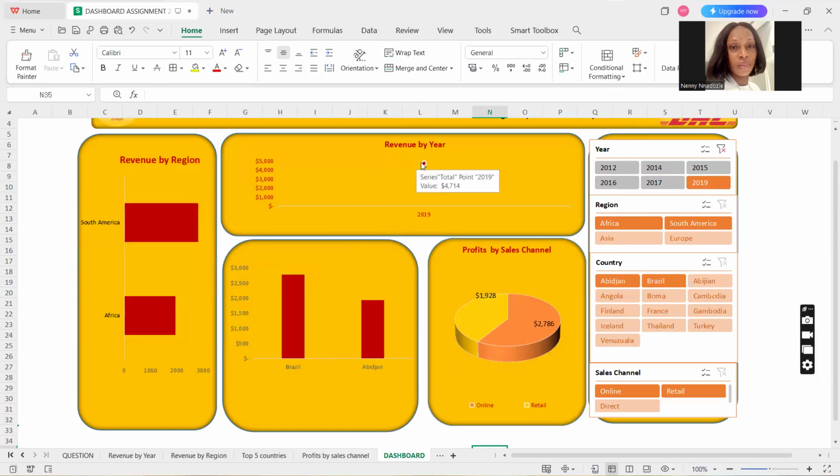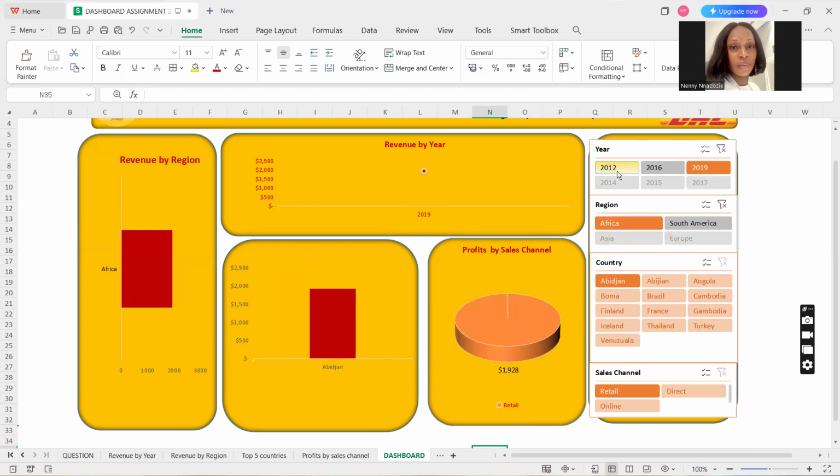Then 2019, the value is 4,714. That's the revenue by year. The two regions that made sales then are South America and Africa. Then the two countries are Abidjan and Brazil. They are the two countries that made profit in 2019. And these two countries use online and retail. That's the medium customers there used to order for their products.